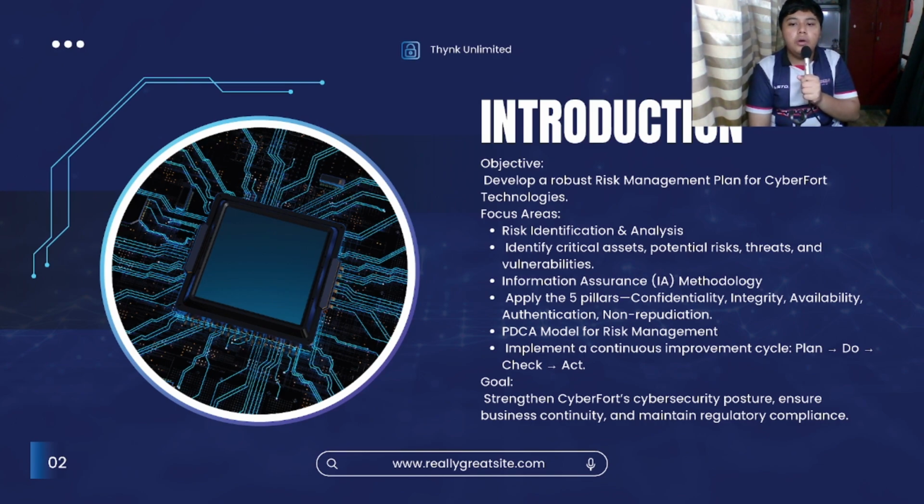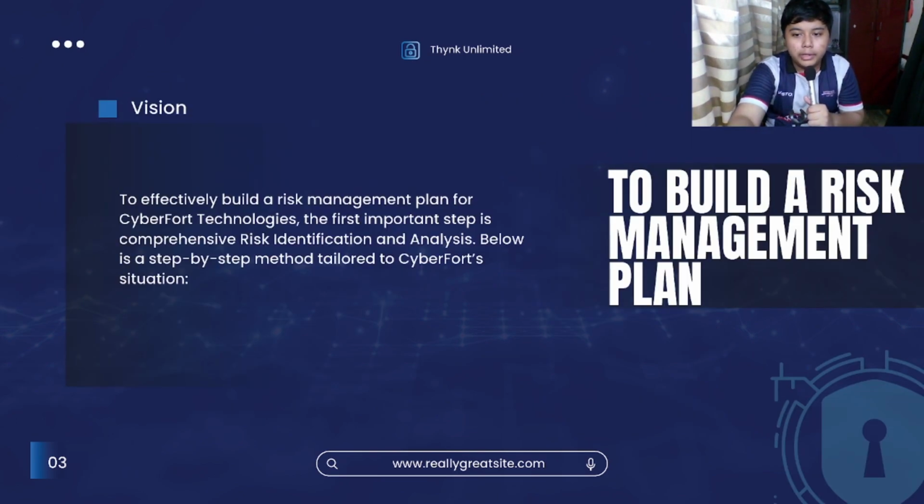Information assurance or IA methodology. Apply the 5 pillars, which are confidentiality, integrity, availability, authentication, and non-repudiation. PDCA model for risk management, which is we need to implement a continuous improvement cycle, which are plan, do, check, and act. The goal here is to strengthen cybersecurity posture, ensure business continuity, and maintain regulatory compliance.